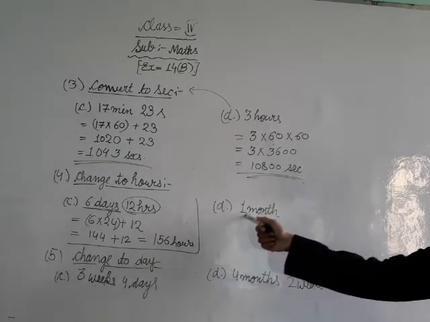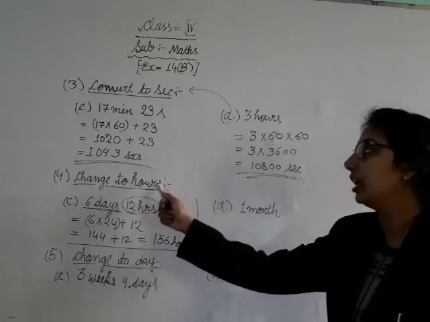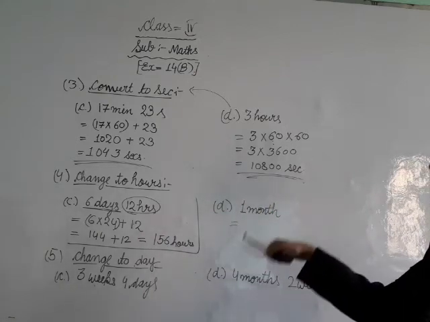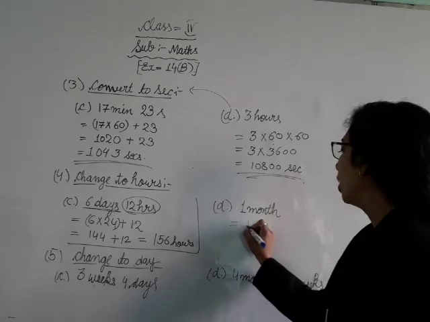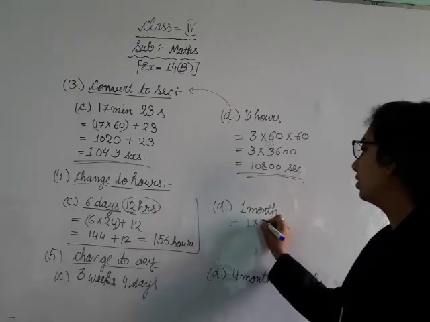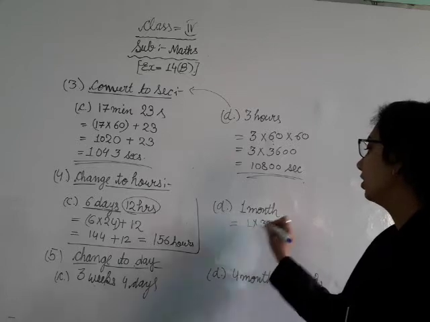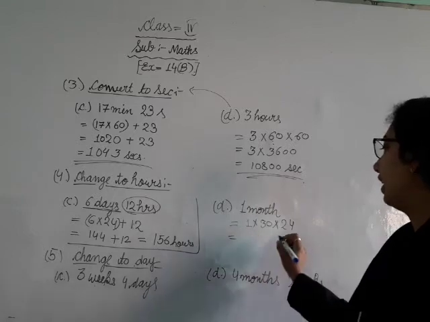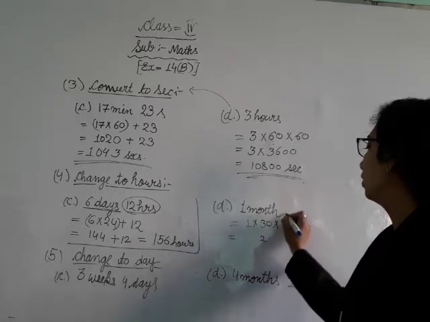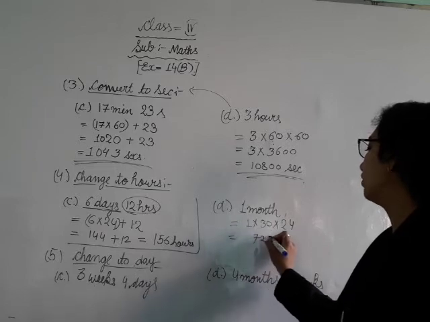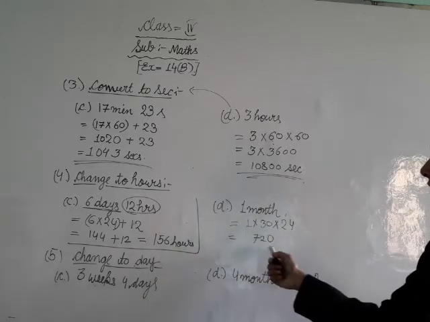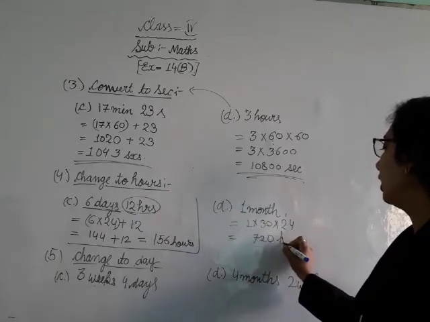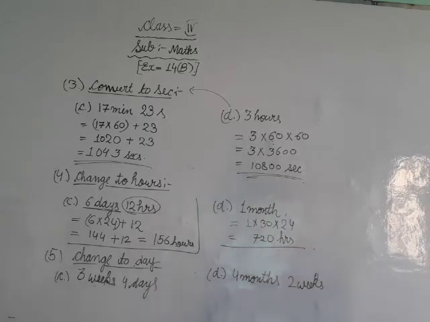The same thing. 1 month we have to change into hours. So directly we can't. First of all, months to days and days to hours. So 1 multiplied by how many days are there in a month? 30 days. Then days to hours, that means 24. Then 3 4s are 12, 3 2s are 6 plus 1 is 7, and 0, and if we multiply this by 1 then the same number will come. So 720 hours. This is your answer.